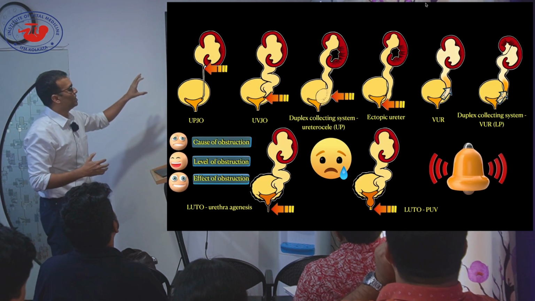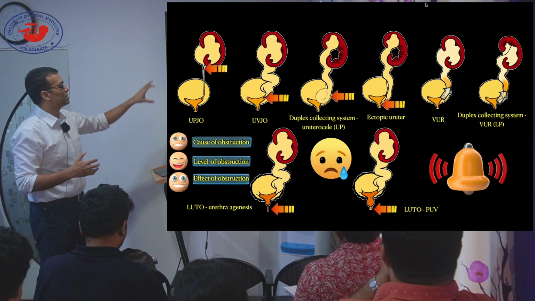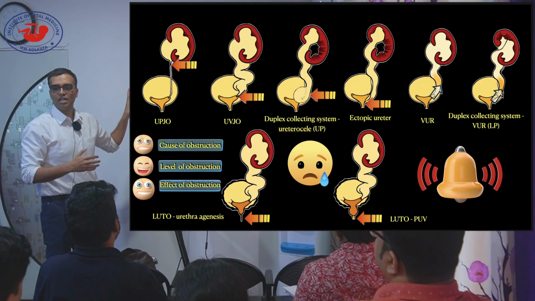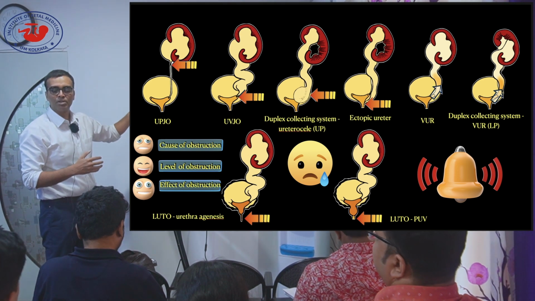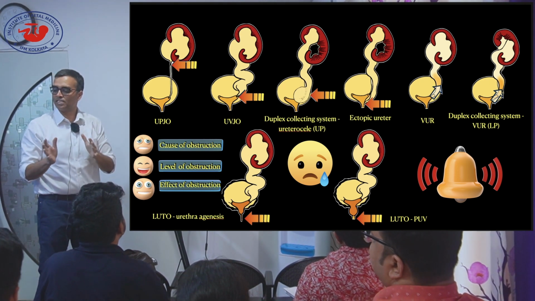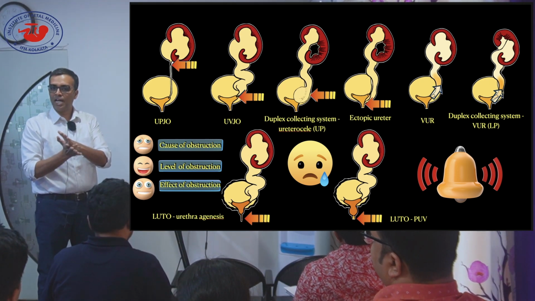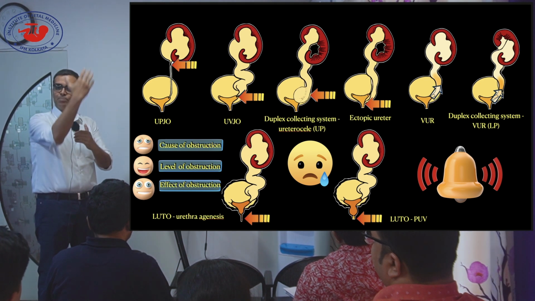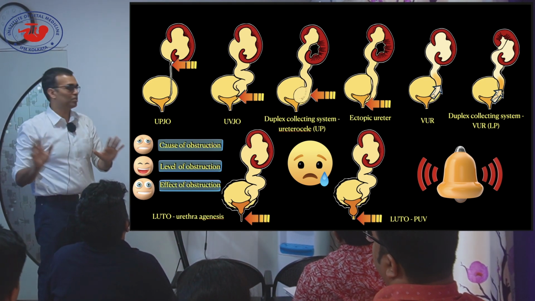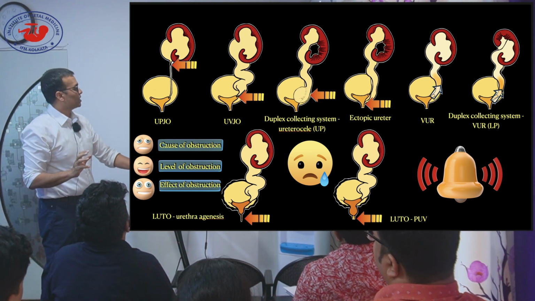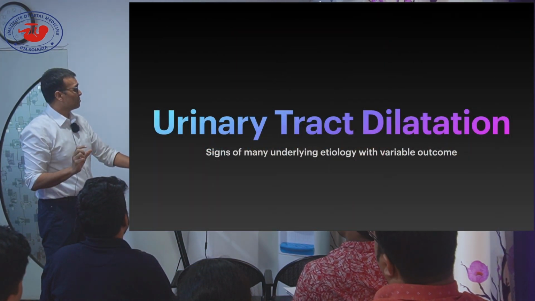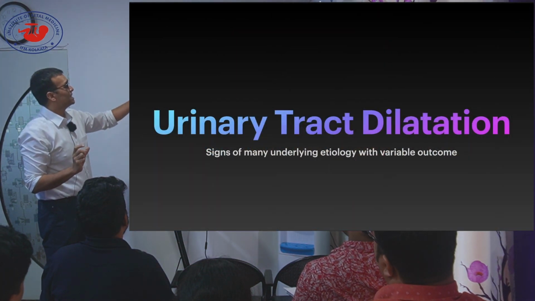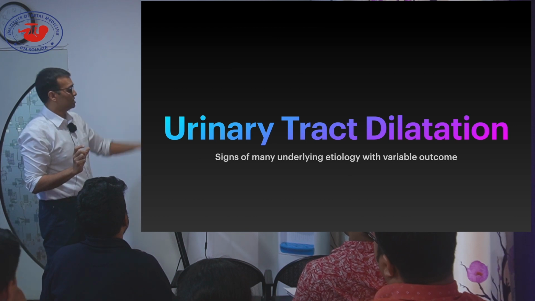So what we are actually picking up is the effect of obstruction. The rest of the two we are not picking up very well, but what we are picking up is the effect of obstruction. There is somewhere obstruction downstream, and because of that there is an upstream dilatation that we are picking up on ultrasound. Now, these are signs of many underlying etiologies with variable outcome.